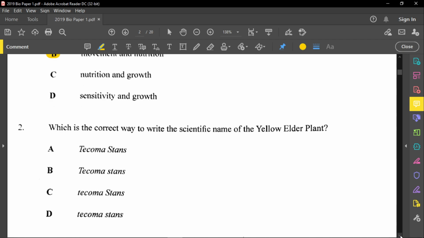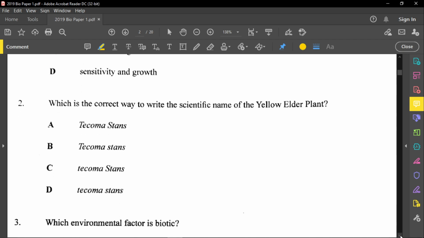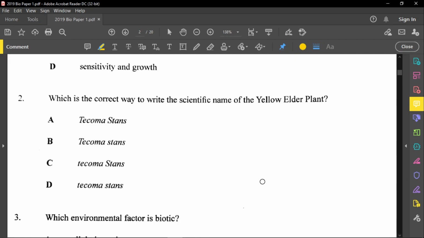Now, number 2 asks which is the correct way to write the scientific name for the yellow elder plant? And the yellow elder plant is the Tecoma stans. Now what is important here? All these options are saying the same thing, but the concept of writing a scientific name is that you should always start the genus, which is the first part of the name, with an uppercase letter. So the answer could only be between A and B, and the species must be written with all lowercase letters. Therefore B will be the correct answer.